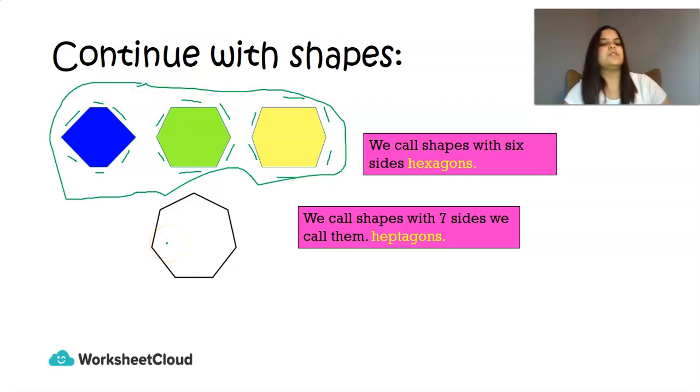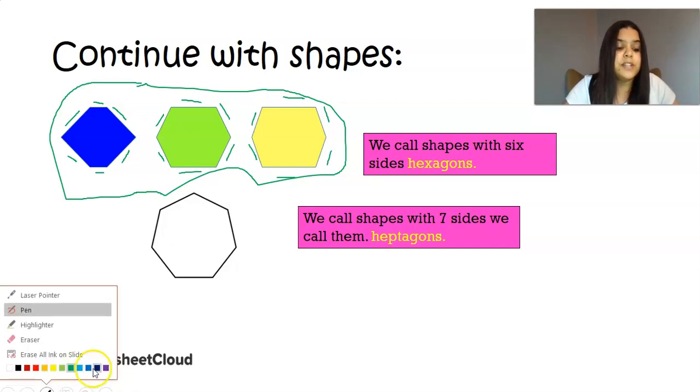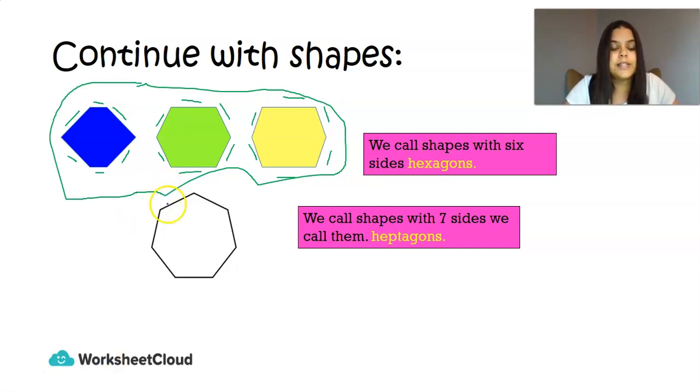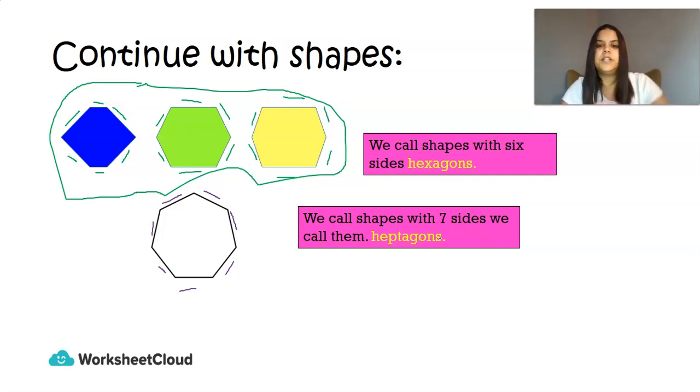shapes. And then the last one has 7 straight sides. Okay, and let's count them together. 1, 2, 3, 4, 5, 6, 7. And we call shapes that have 7 straight sides heptagons. So, grade 3s, so far we've learnt that the amount of sides that shapes have gives them different names. I hope you all understood so far as we go on to the next slide.